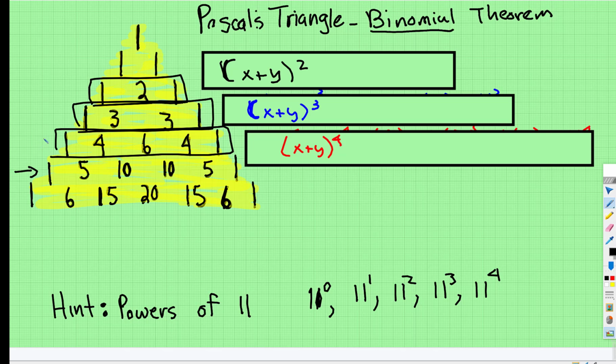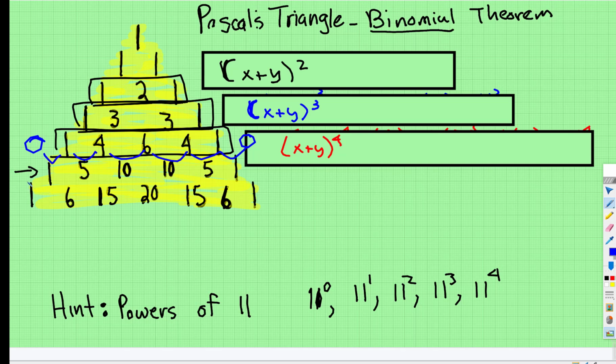Let's say that there's an invisible 0 here and here. 0 plus 1 is 1. 1 plus 4 is 5. 4 plus 6 is 10. 6 plus 4 is 10. 4 plus 1 is 5. 1 plus 0 is 1.